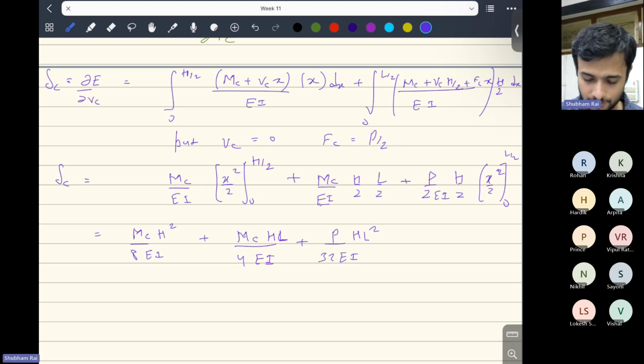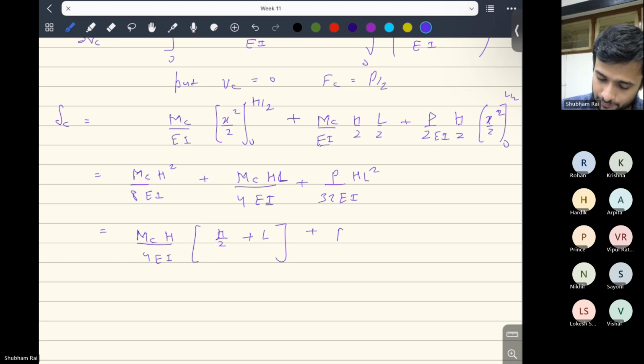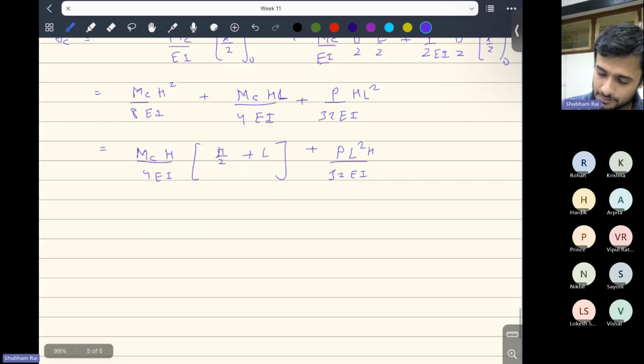I think this is fine. So you can do further simplification. You can take MC terms common, then H you can take common, then I think you can take 4 common and EI common. To do that, finally here you will get H by 2 plus L, right? And plus you have PL square H over 32 EI, right?